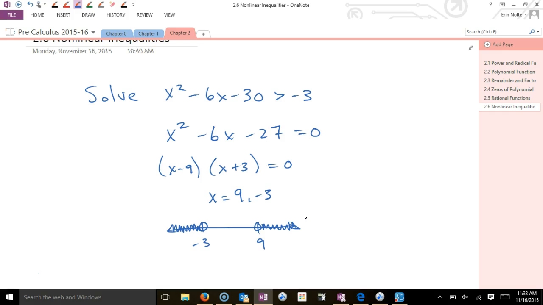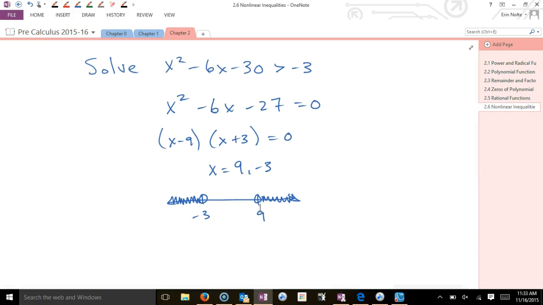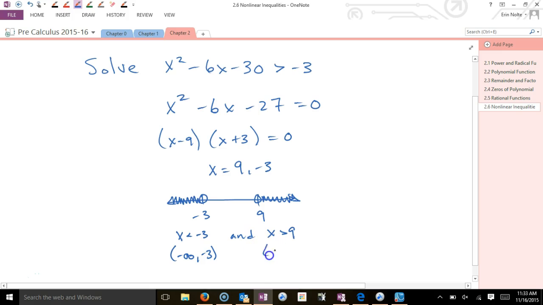How am I going to say all those values to the left of -3? Okay, so I could say x has got to be less than -3, or I could say -infinity to -3. You prefer interval notation. Okay, and then x has got to be greater than 9, or 9 to infinity. Or sorry, not or equal to.